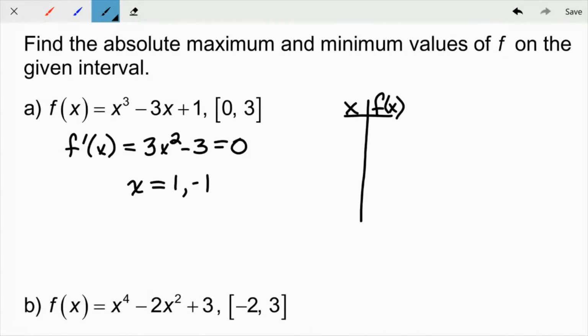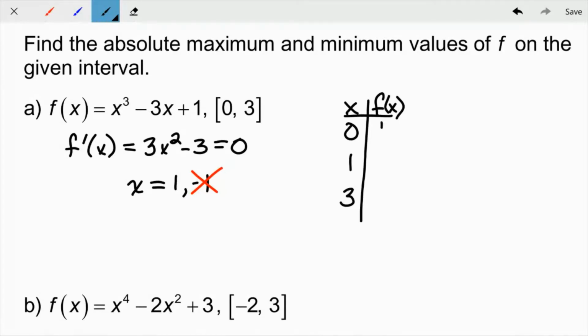And then in addition to that, I'm just going to find the values and then I'm just going to compare them. Now notice in this case our interval is 0 to 3. So this critical point I have at -1, I don't really need to be worried about that point because it's not going to be accounted for on that interval 0 to 3. So what I'm going to do is list out my endpoint of 0. I had a critical point of 1 and I have another endpoint of 3. And then just use the original function.